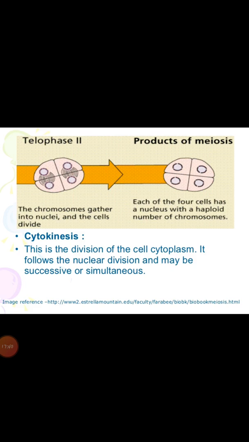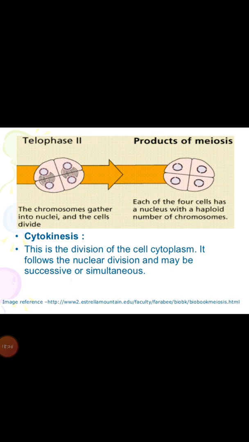So this diagram is showing telophase second, production of four nuclei, the products of meiosis, four haploid nuclei. After this cytokinesis takes place. This is the division of the cell cytoplasm. It follows the nuclear division and may be successive or simultaneous. What is successive cytokinesis? If cytokinesis takes place after each nuclear division, it is called successive cytokinesis. If cytokinesis takes place after both nuclear divisions are completed, it is called simultaneous cytokinesis.